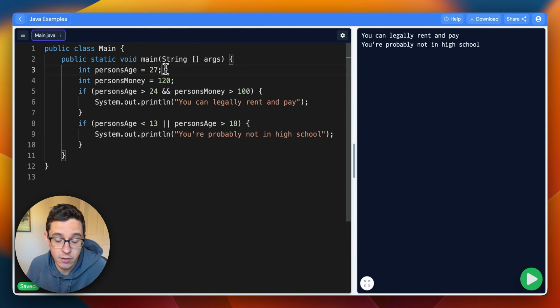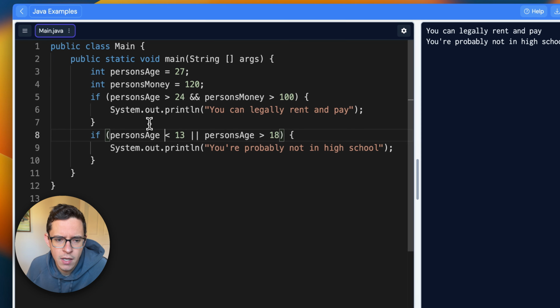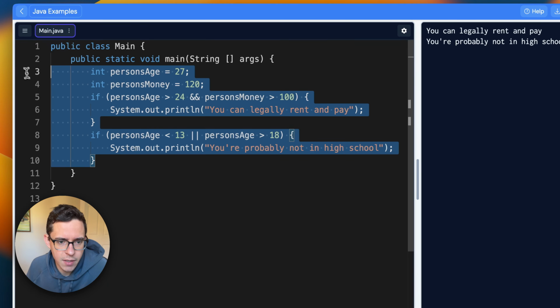And the person is 27, so they're probably not in high school, but they can legally rent and pay for a rental car, which is the example we were using in our if statement unit. You have to be kind of old to rent a car. So there you go, so there's our example there.